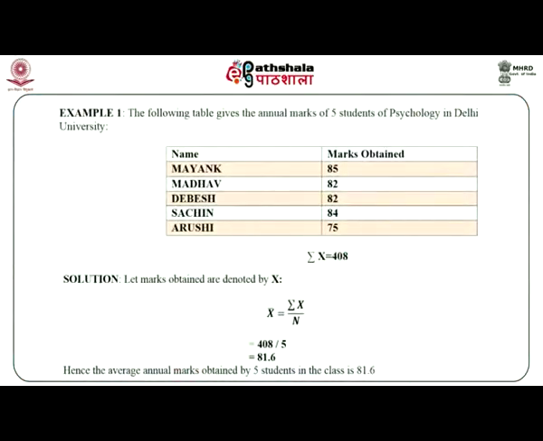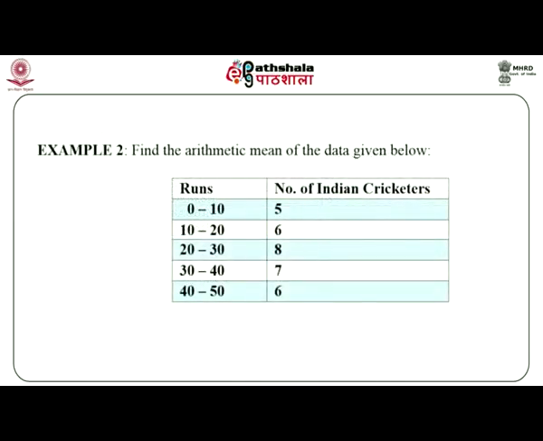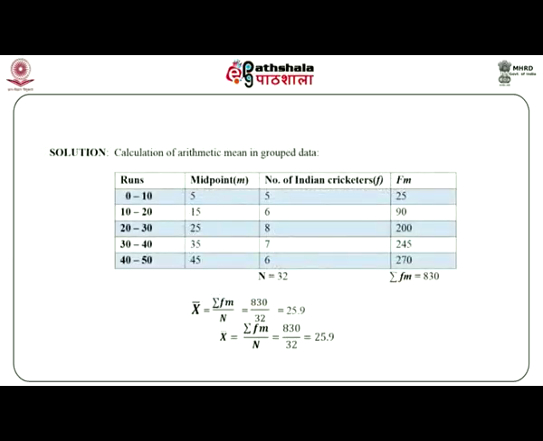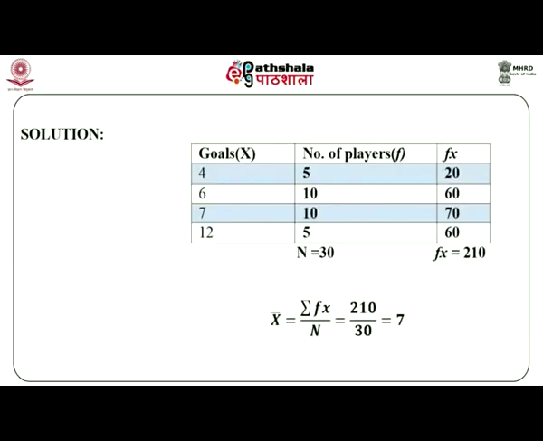Example 1 talks about the calculation of mean for individual observations. For the continuous series, where the data is grouped, the mean can also be calculated, and example 2 shows us that. How the mean is calculated for the discrete series is given in example 3.